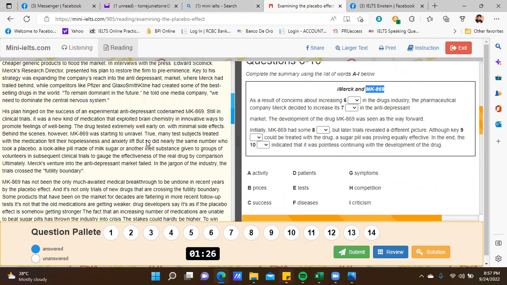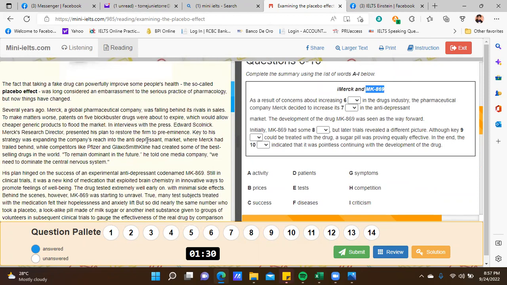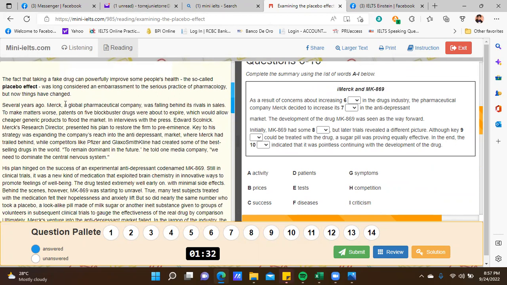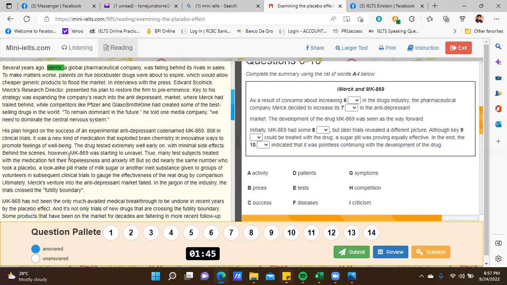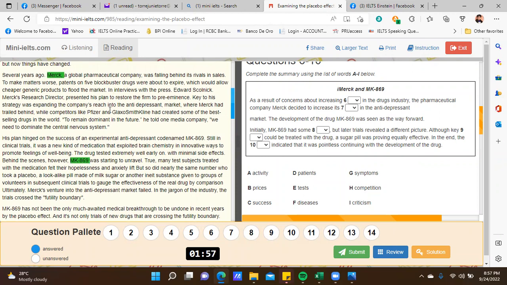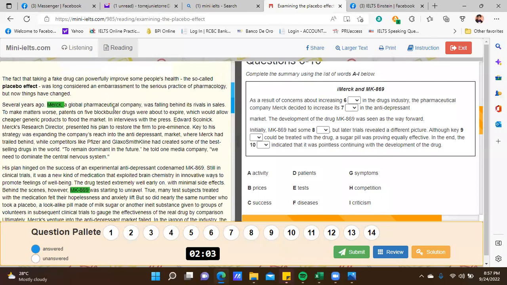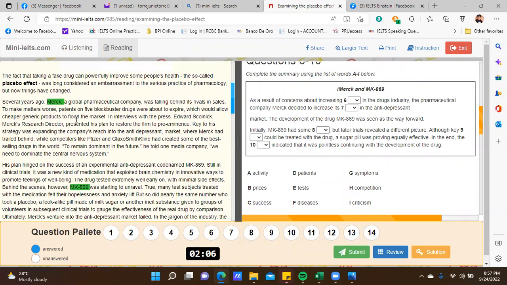MK869, guys. I will read it for you. Then the analyze one. There's Merck. What is Merck? Is it a French company? A pharmaceutical company. Is it French? German? There's MK869. But I'll try to see if it appeared earlier. Okay, Christelle. Pfizer, GlaxoSmithKline. Pfizer is American, I think. Where is MK869?